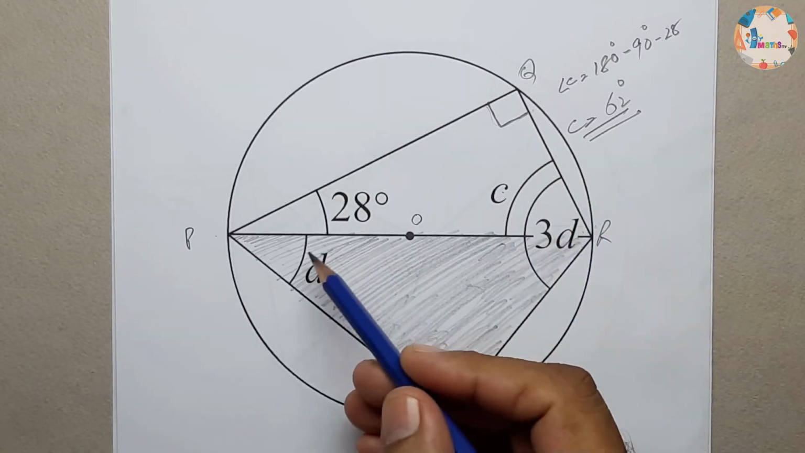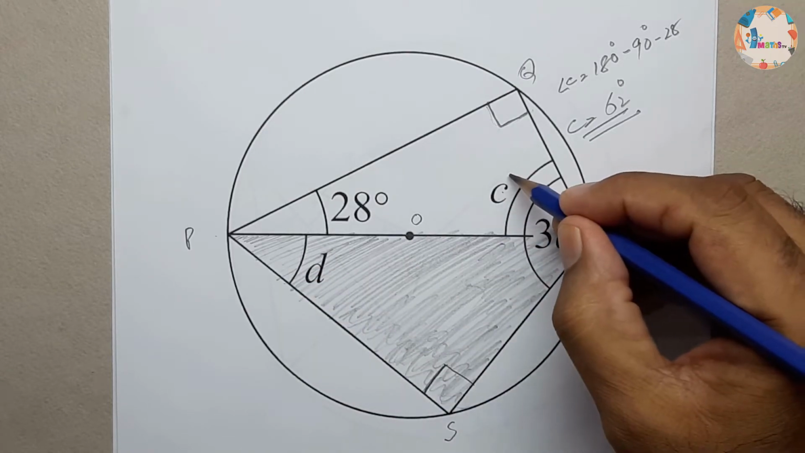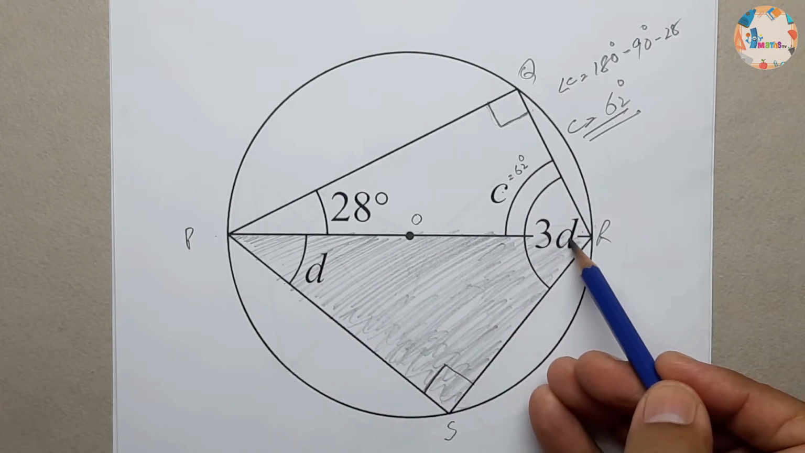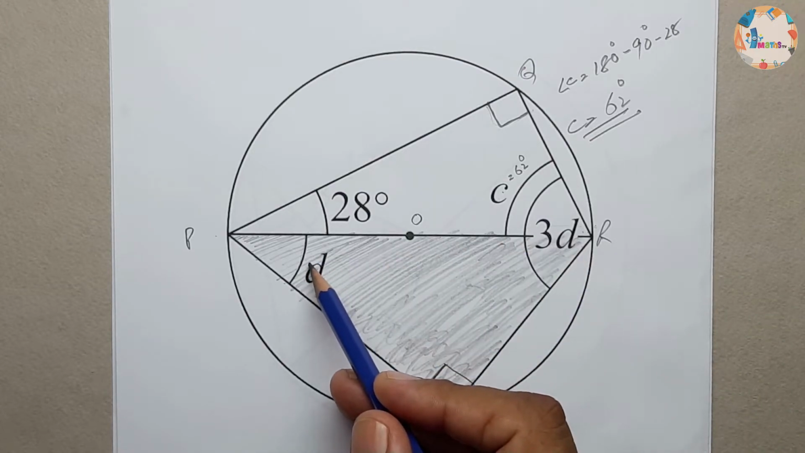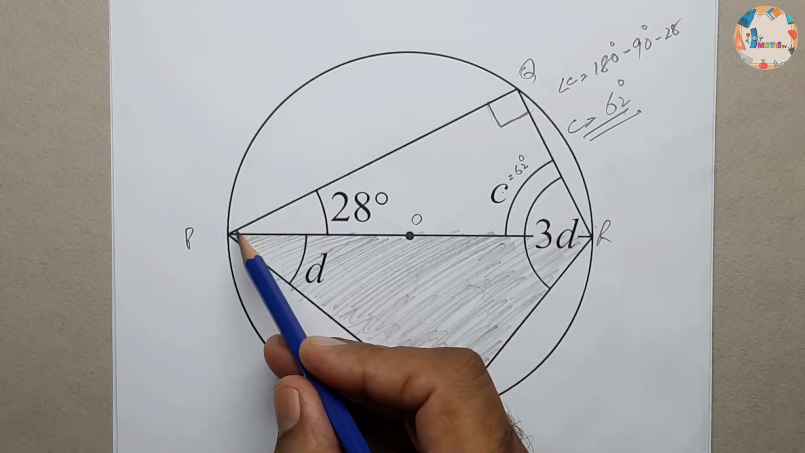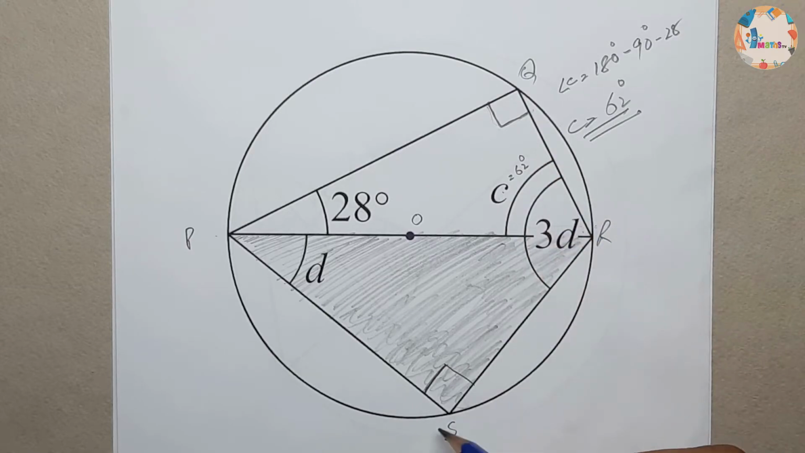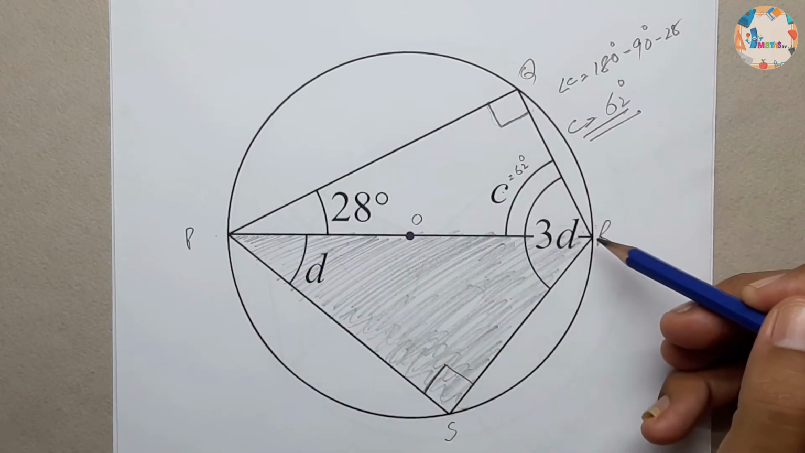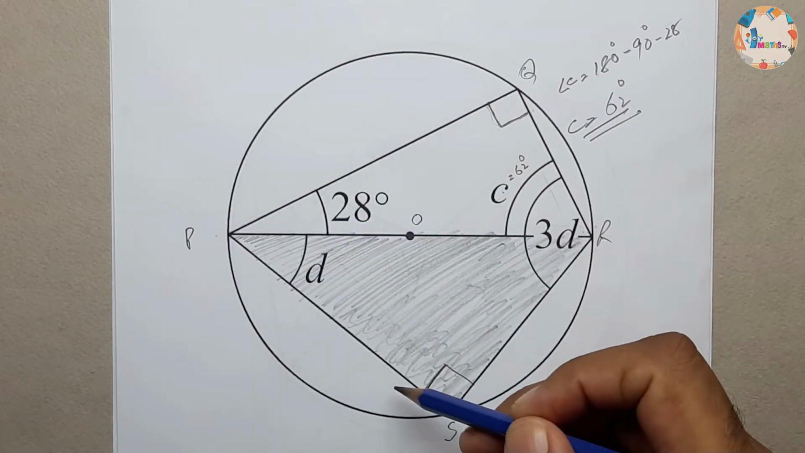Now our target is to find this D and 3D. C we have already found, which is 62 degrees. Now our target is to find D and 3D. For that we will apply another rule, which says that in a cyclic quadrilateral, if you check this, P, Q, R, S are vertices of the quadrilateral which are on the circumference of the circle. So this is a cyclic quadrilateral.